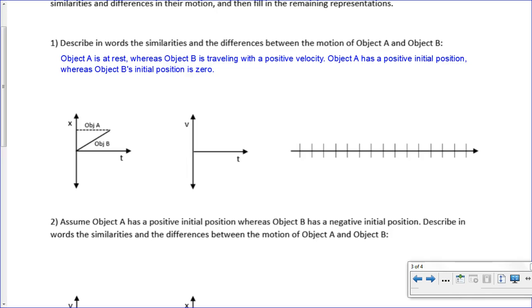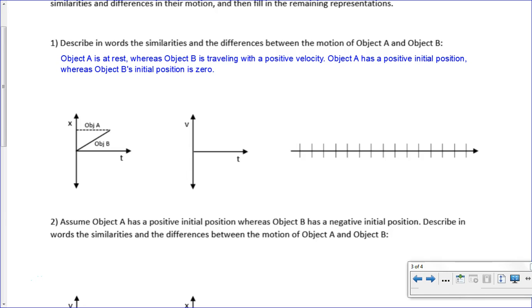So you can see here I say object A is at rest because its position is constant, whereas object B is traveling with a positive velocity. Also, another relevant thing to compare is that object A's initial position is positive. Object B starts at the origin, or starts at 0.